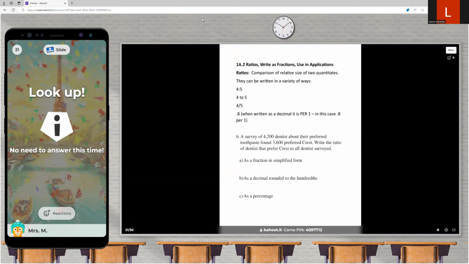Okay, so let's look at this example. A survey of 4,200 dentists about their preferred toothpaste found that 3,600 preferred Crest. Write the ratio. Now, this is important. The order matters.